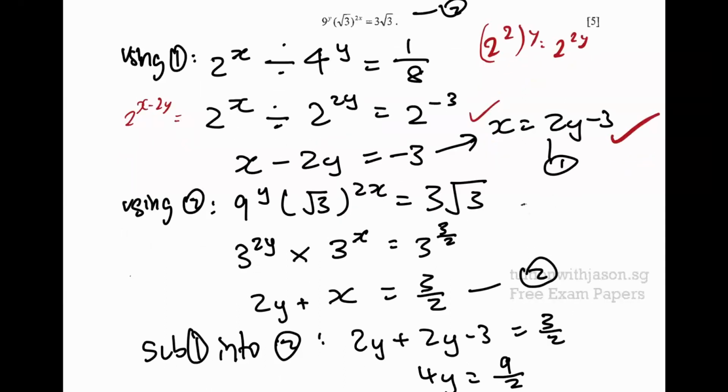Here, what do you do next? You rewrite the 9 as 3 squared and then power y, so you can multiply the power. Your root 3 is power half, then power half times 2 gives you just 1.